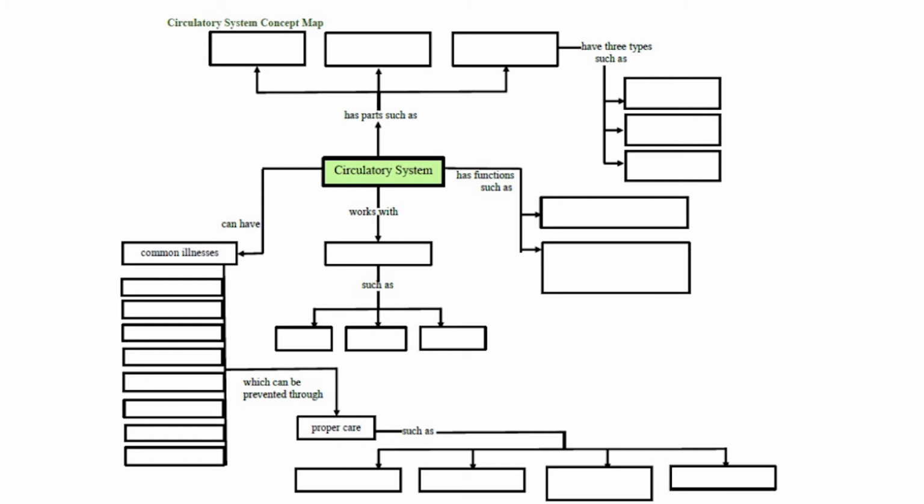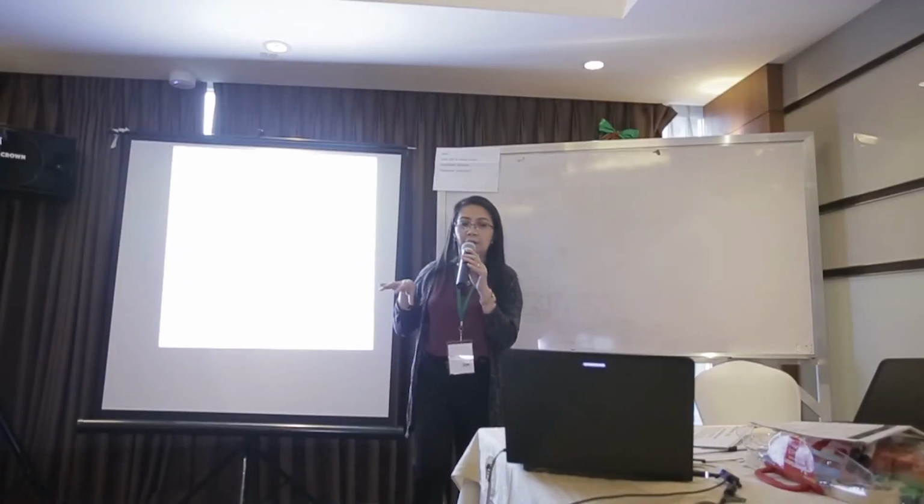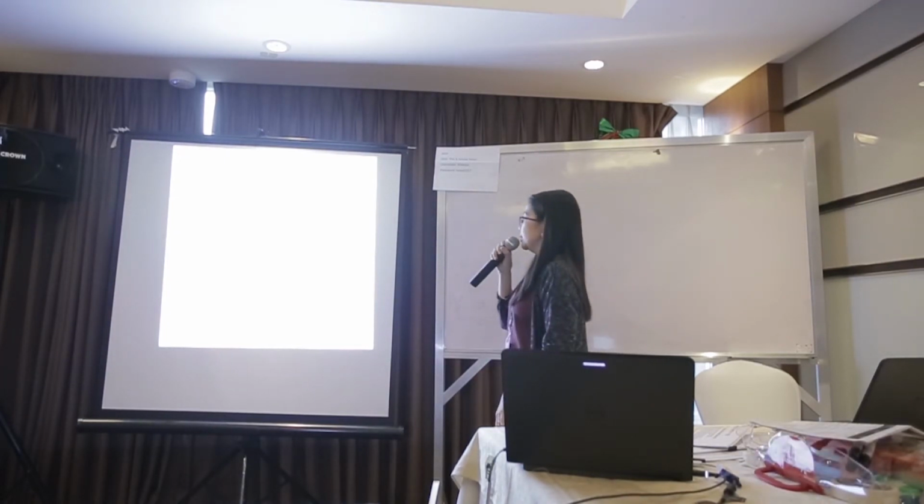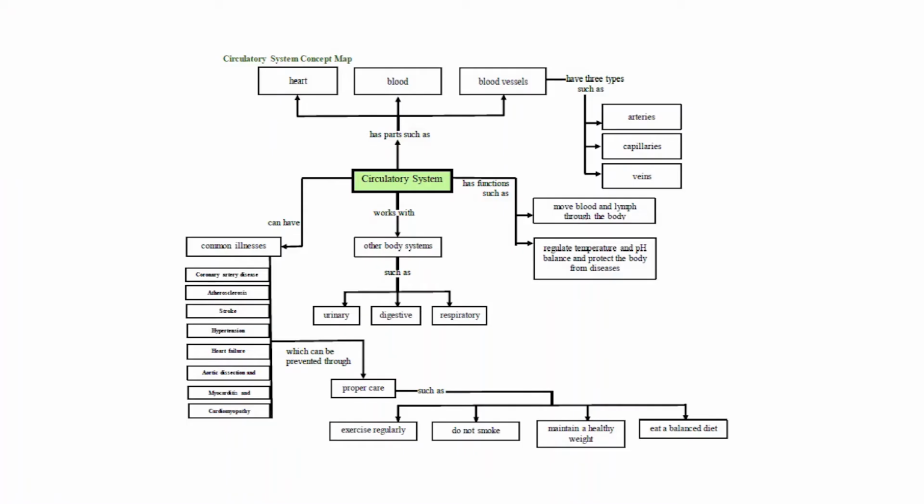Such as, okay, can have common illnesses, enumerate, which can be prevented through proper care such as. So, ibig sabihin, ito yung iikutan, ito yung picture na gagawin at the end of everything. Na kapag sa grade 9 po kasi, na dapat ito makikita na nila. Ayan po yun. So, dapat ito po yung magagawa nila. So, meron backward design tayo.